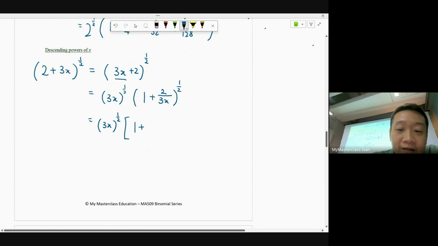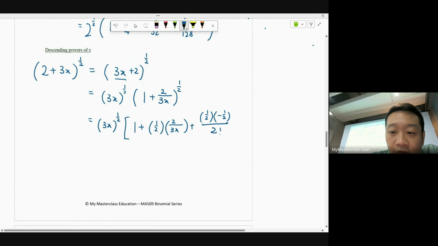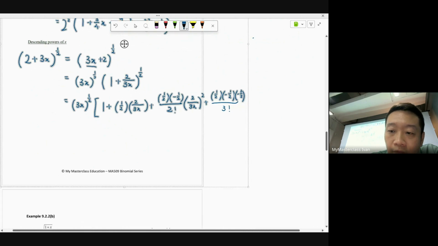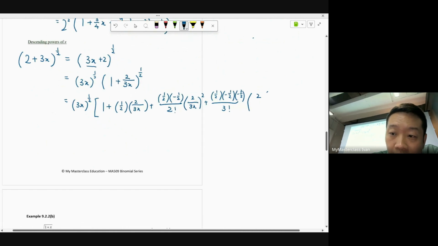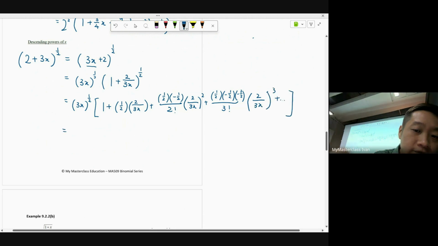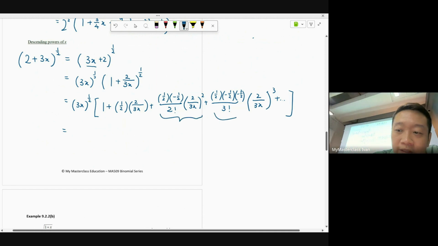1 plus the n is half, 2 over 3x, plus half, negative half over 2 factorial, 2 over 3x bracket square, plus half, then keep on minus. Okay, plus dot dot dot. Sean, do for me this.